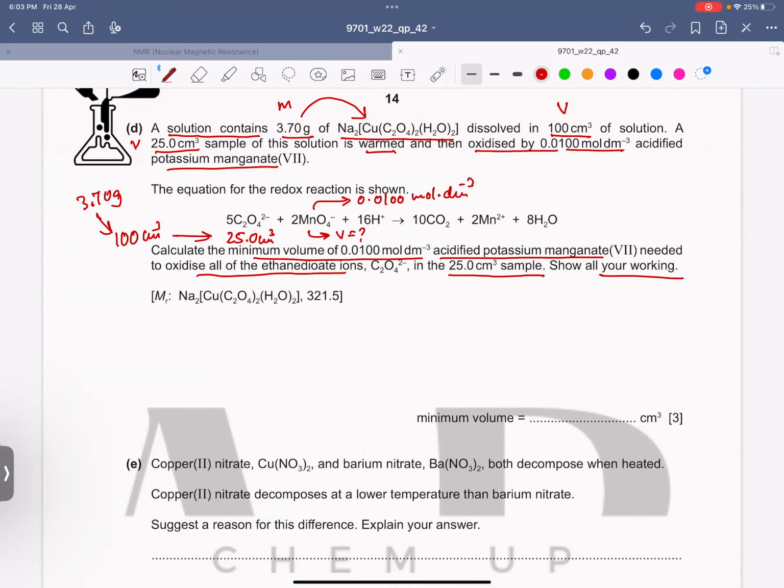So see, the Mr is provided over here. So from this Mr, I can find the moles of this complex. The moles of this complex would be equal to its mass, that is 3.70, divided by its Mr, that is 321.5. Can anybody tell me the moles? Sir, 0.1151. Are you sure these are the number of moles?